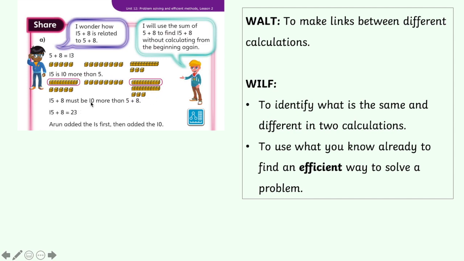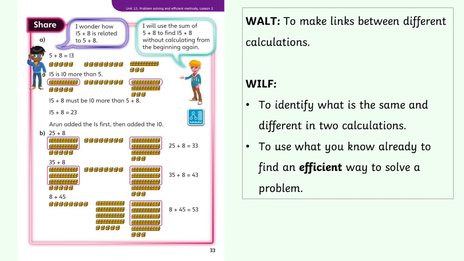15 add 8 must be 10 more than 5 add 8, because we know that 15 is 10 more than 5. So our answer must also be 10 more. 15 add 8 then isn't 13, it's 23. 10 more than 13. And as always, Aaron added the 1s first and then added the 10. Now that's quite a lot of words, but you can see it there, can't you? This is 5 add 8, and this is 15 add 8. And all that's changed is we've added 10 more here, and so our answer is 10 more as well.